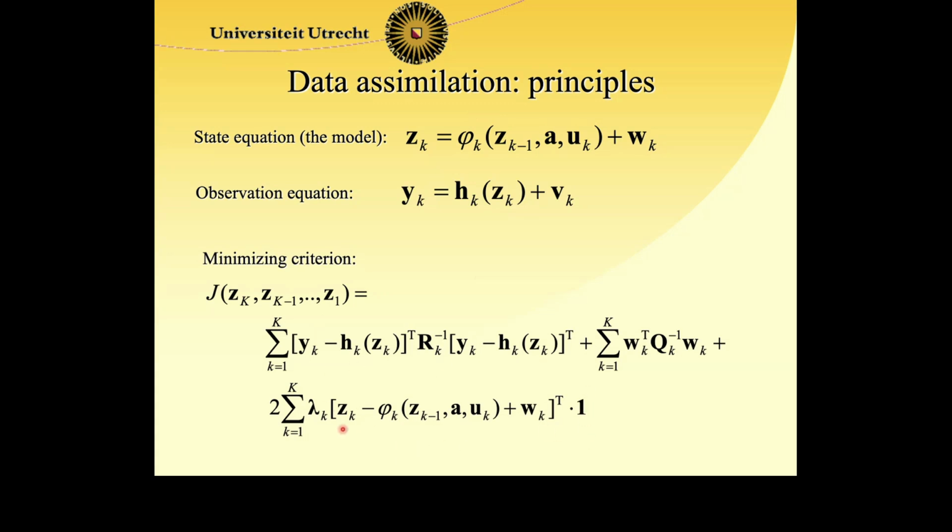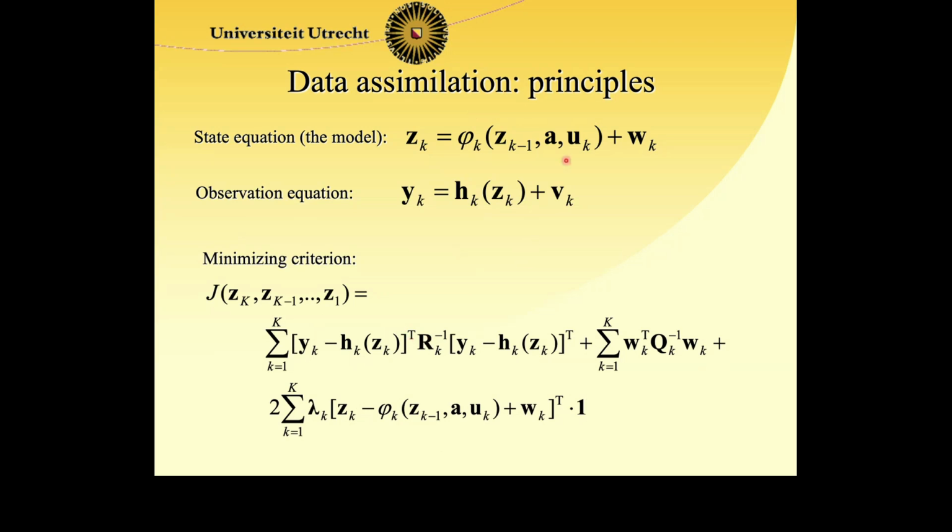This is the unity matrix, or this is a unity vector, for instance. Sorry, and this is a vector of Lagrange multipliers, and it's actually called the adjoint state. That is what the name is. It's the adjoint state. So what the Kalman filter does, if this is linear, is actually minimizing this thing. But then this one is linear, and this is linear as well. That's what the Kalman filter does. So it's a special case of this.